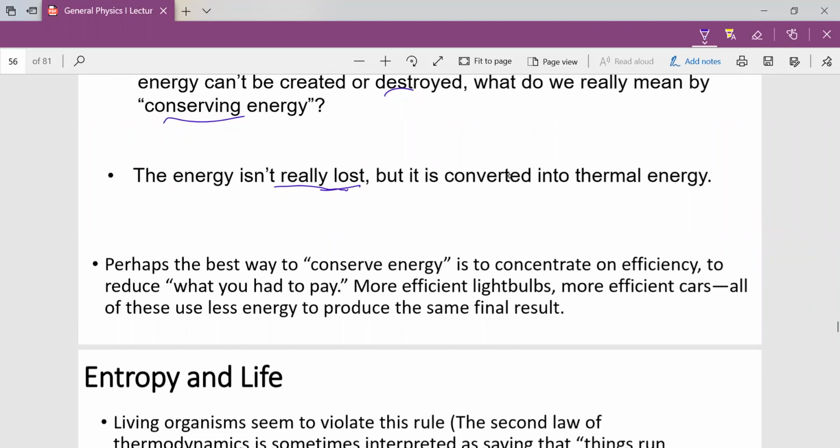So the best way to describe that energy is conserved is to concentrate on the word efficiency. And what we do when we want to conserve energy is to think of what pays us most. How does it profit us? What can we put in to give us a bigger output?